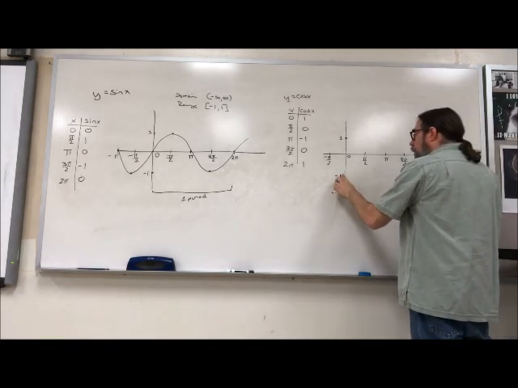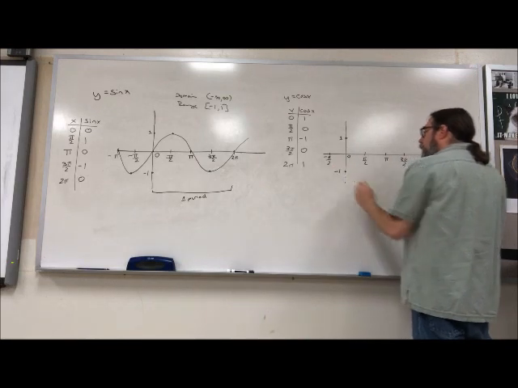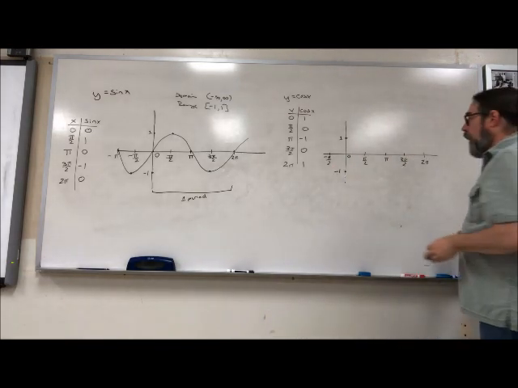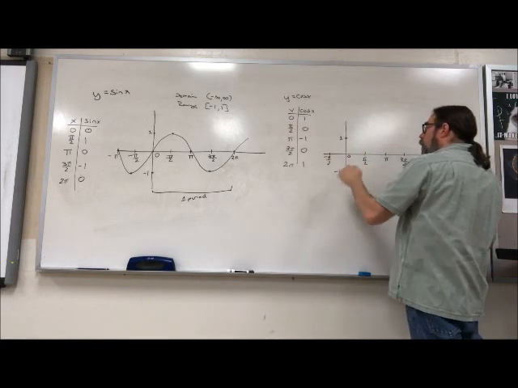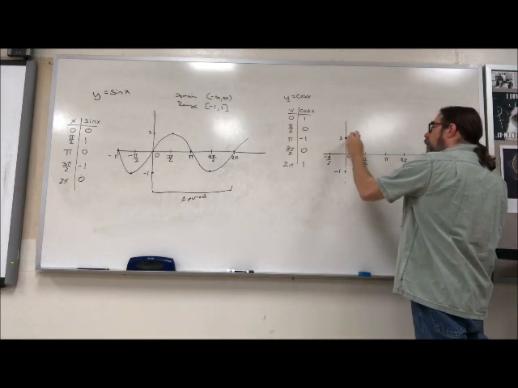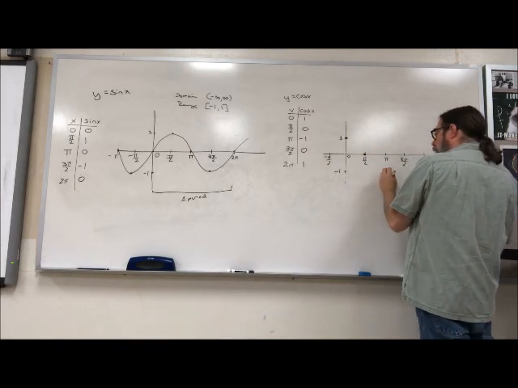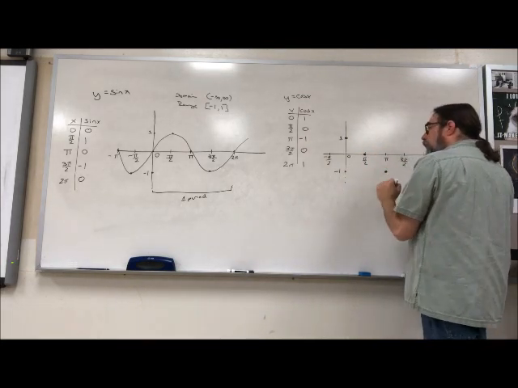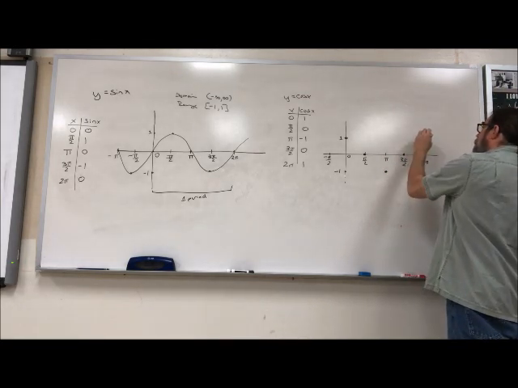Maybe it'll be up a little bit from there, maybe right around here. Try to keep things even. So at 0, cosine is 1, so it's right here. At pi over 2, it's 0. At pi, it's negative 1. At 3 pi over 2, it's back to 0. And then at 2 pi, it's 1 again.